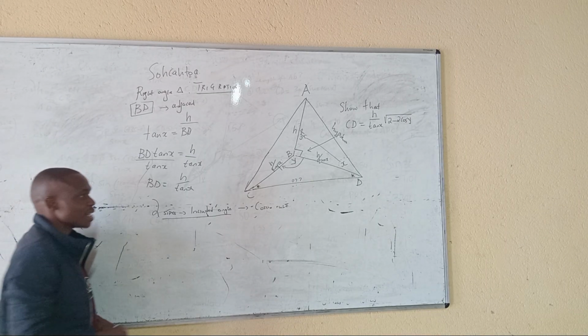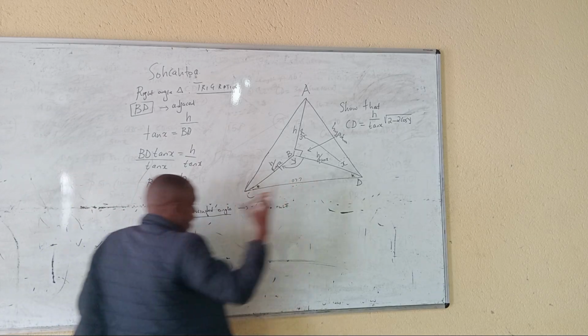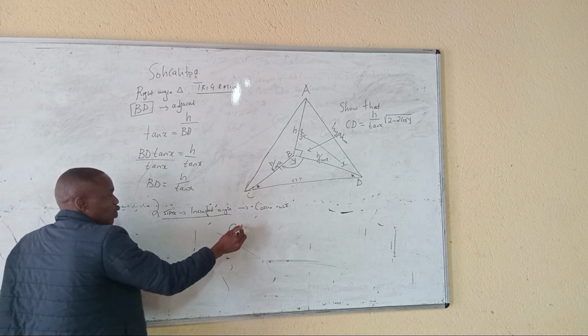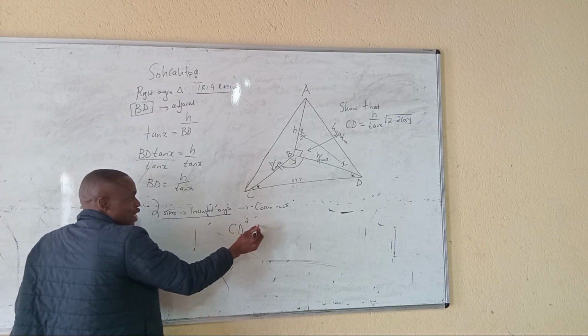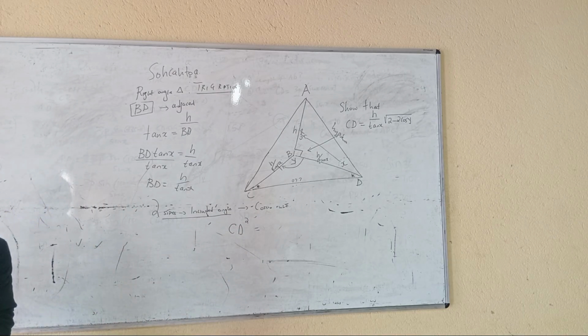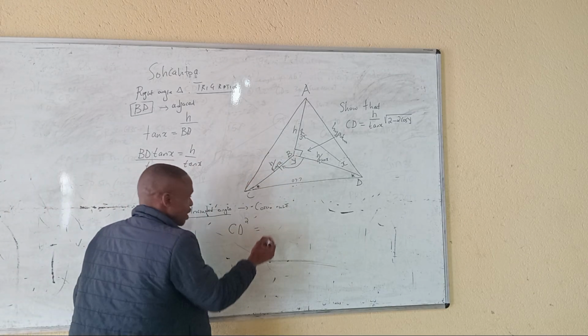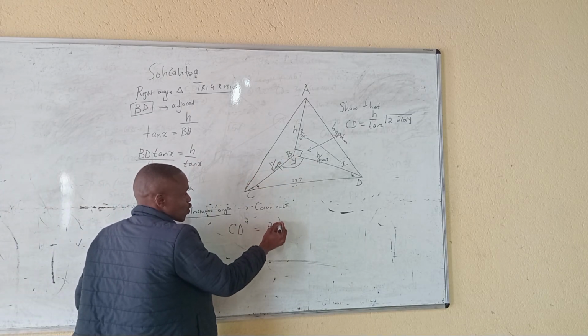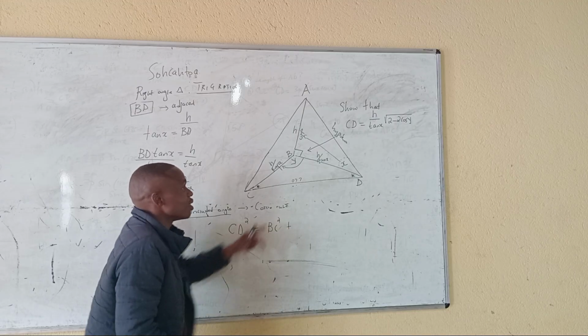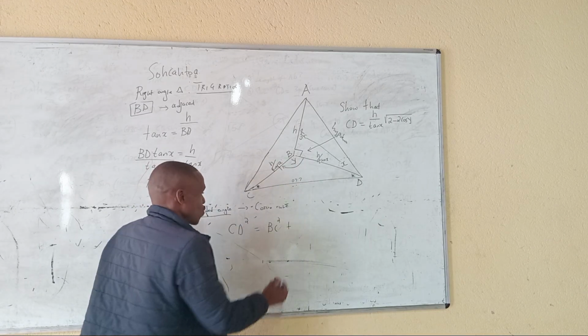You have BC, you have BD, and the included angle. Two sides, the included angle, you use the cosine rule. You are going to start by saying CD squared. It's what you are looking for. You say CD squared equals to, you pick the other sides. Which sides? You pick BC squared plus BD squared.